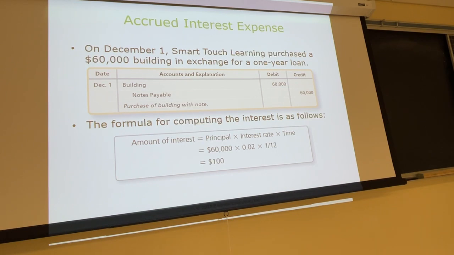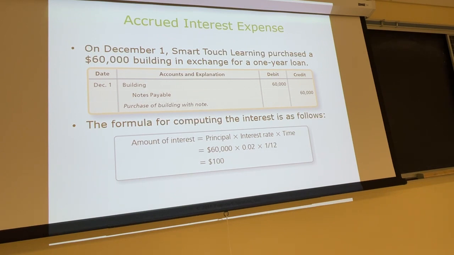Okay, then accrued interest expense. On December 1st, Smart Touch Learning purchased a $60,000 building in exchange for a one-year loan. In other words, they financed entirely the purchase of the building. There was not any cash involved in it. So on the date that they purchased the building, they would debit building, $60,000. They would credit notes payable, $60,000. That's a liability that will go on the balance sheet.